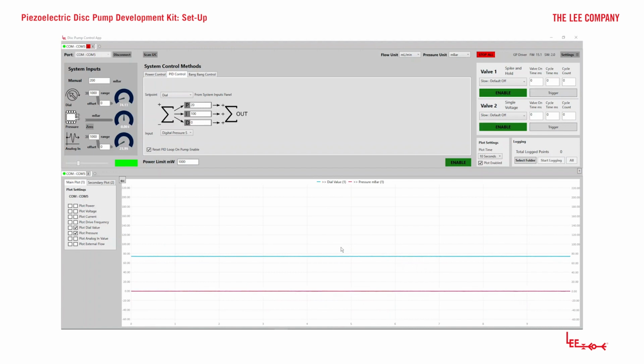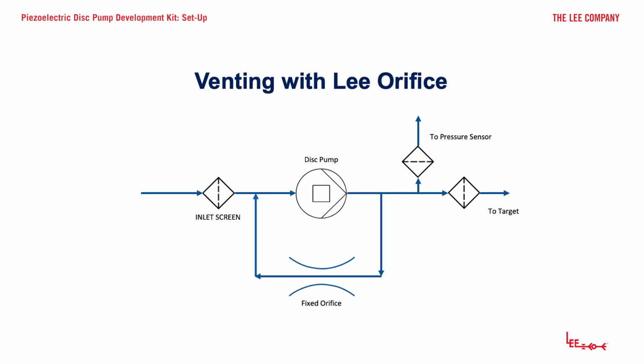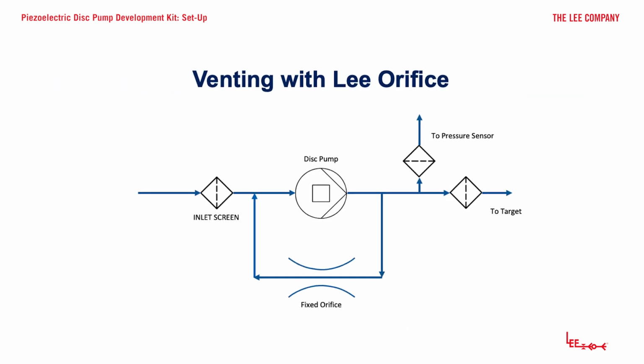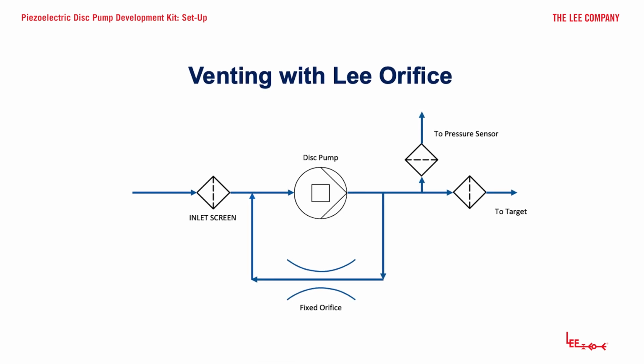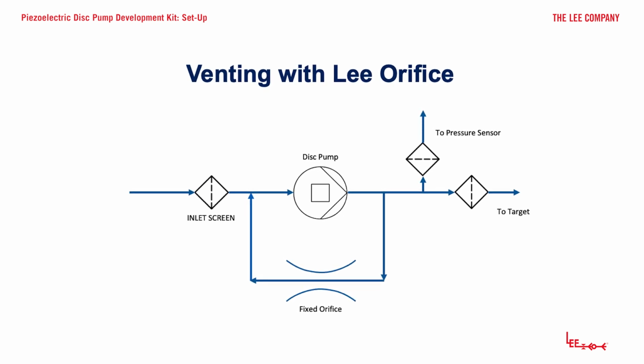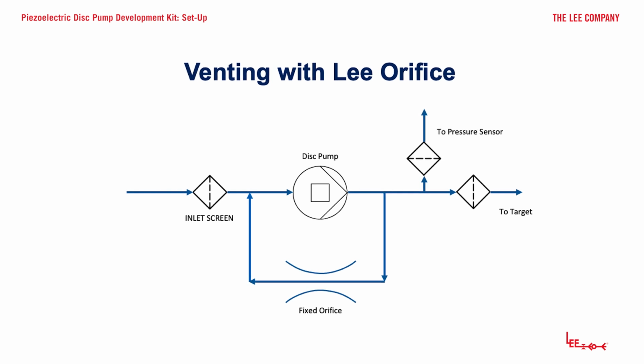The important thing to note here is we will be following both a positive and negative pressure gradient. Therefore, we will need to use the Lee orifice mentioned earlier in the video and set that up as shown in the schematic coming up on the screen now. Inserting the orifice in this way enables the head pressure to bleed out around the pump, because the valves in the pump will hold a degree of pressure.